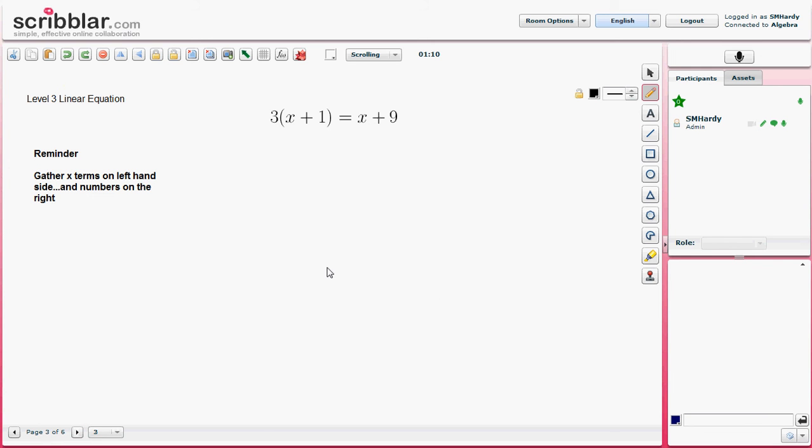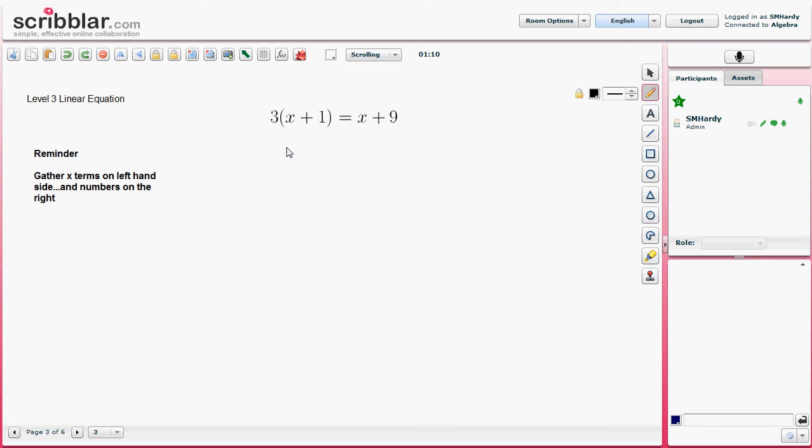Okay, on to number 3. Two things to notice about this equation. First of all, there are x values on both sides and numbers on both sides, which we'll have to deal with. The other thing to notice is we've got some brackets.